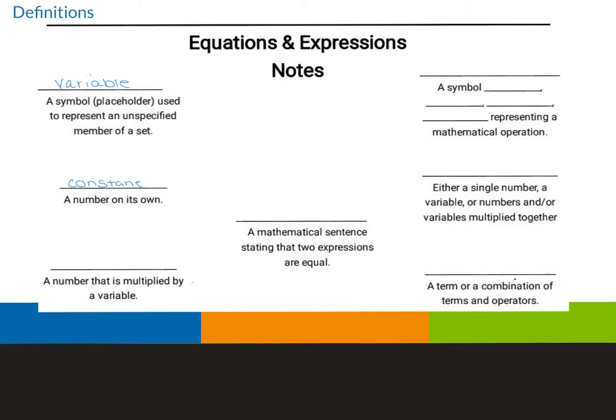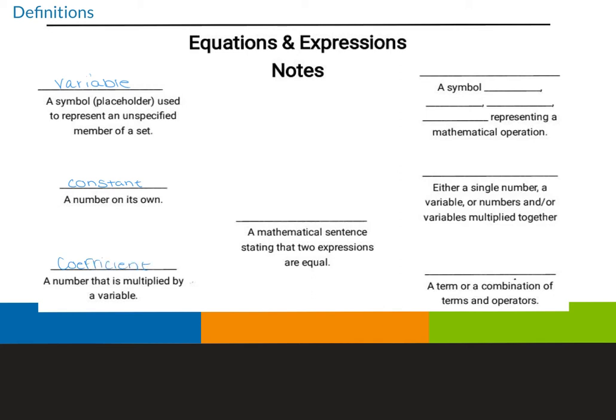So as we said in the previous example with the 5x, the 5 is a coefficient, which we're going to define next. But because it has an x with it, that means that value is going to change. A constant does not have a variable with it. So again, a number that is multiplied by a variable is called a coefficient.